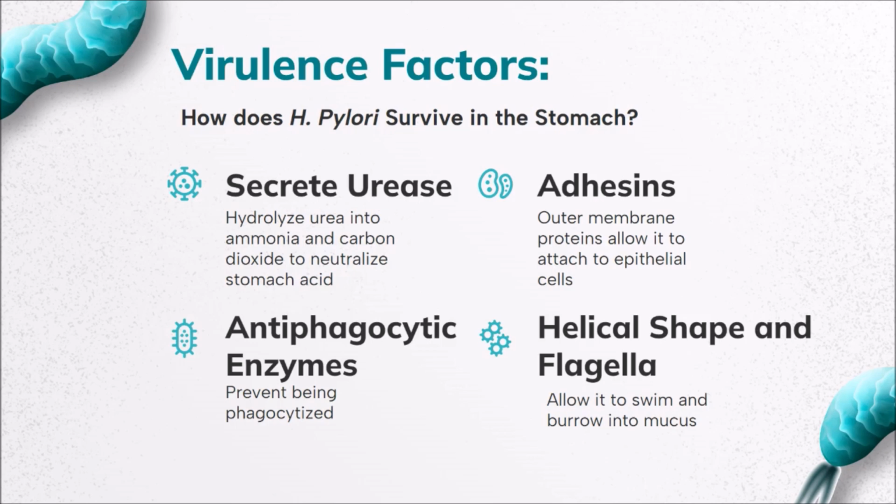Well, H. pylori secretes urease, which is an enzyme that hydrolyzes urea into ammonia and carbon dioxide. This neutralizes the stomach acid so that it can survive. It has adhesins, which are outer membrane proteins, allowing it to attach to epithelial cells. It's got anti-phagocytic enzymes to stop it from being phagocytized, as well as a helical shape and flagella, which allow it to swim through mucus and burrow in there.